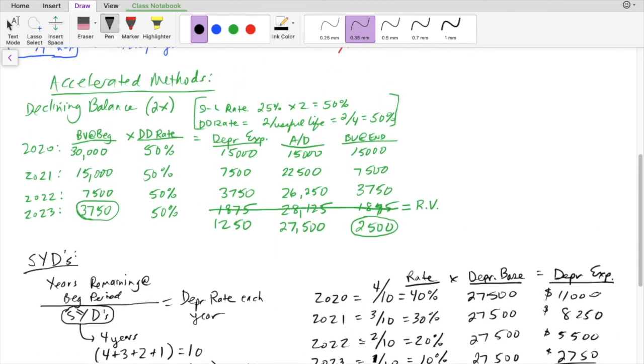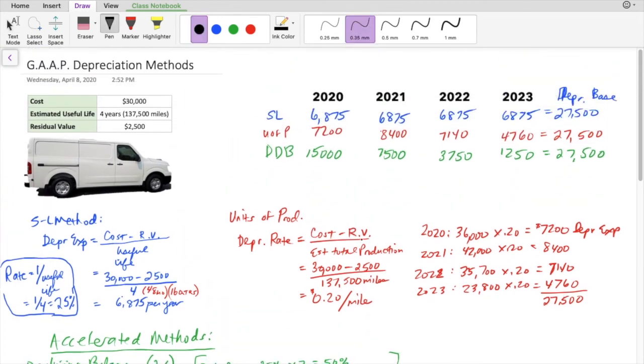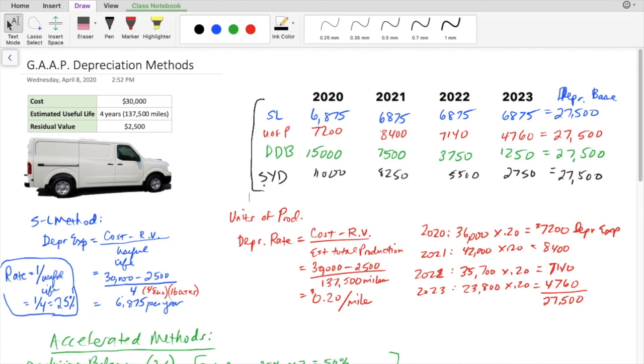So I'm going to subtract from my income statement my depreciation expense, if I'm using sum of years digits, $11,000 in year 1, $8,250 in year 2, $5,500 in year 3, and $2,750 in year 4. All together adding up to $27,500. So again, it doesn't matter which method we choose. All of the methods are going to get us to the same endpoint.